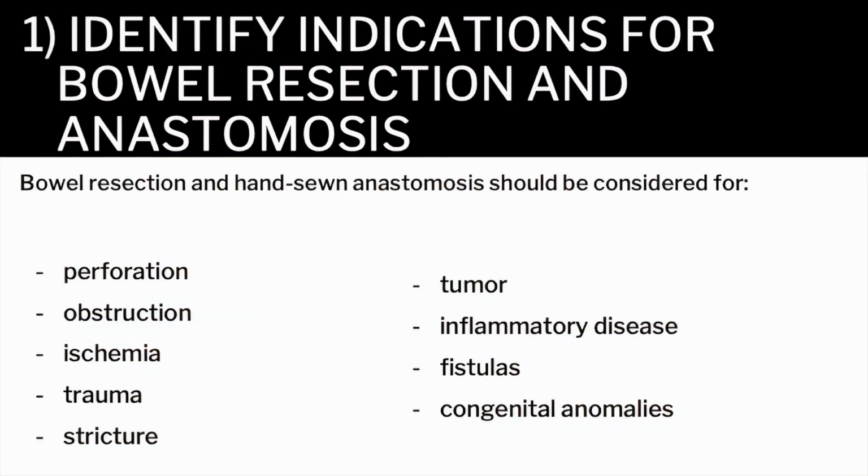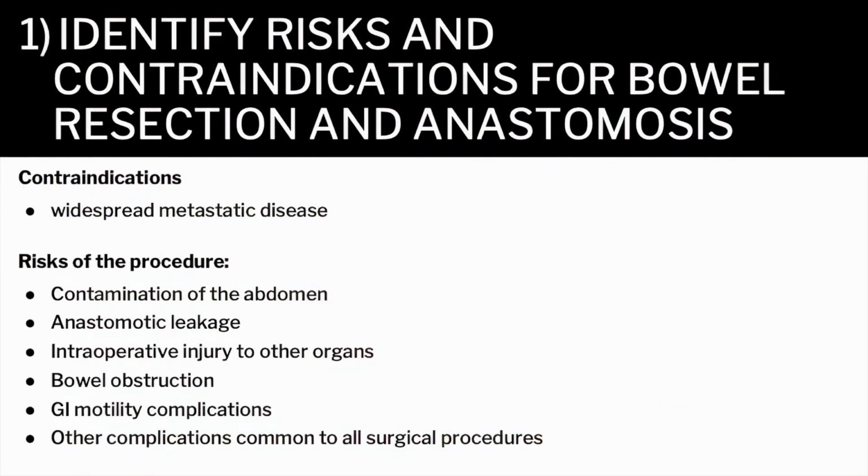Indications for bowel resection include perforation, ischemia, trauma, tumor, stricture, obstruction, inflammatory disease, fistulas, and congenital anomalies. Contraindications include widespread metastatic disease, and risks of the procedure include intraoperative contamination of the abdomen, postoperative anastomotic leakage, intraoperative injury to other organs, bowel obstruction, GI motility complications, and other complications common to all surgical procedures.